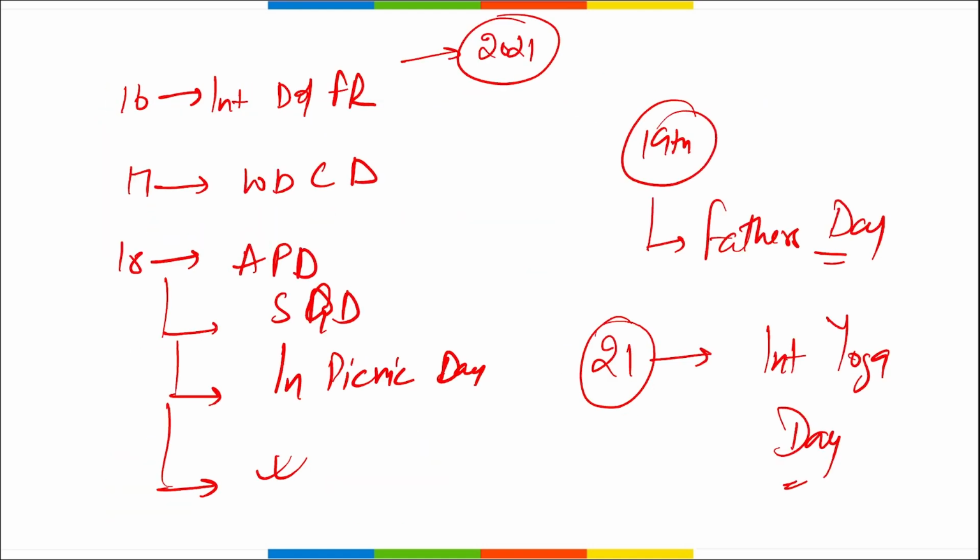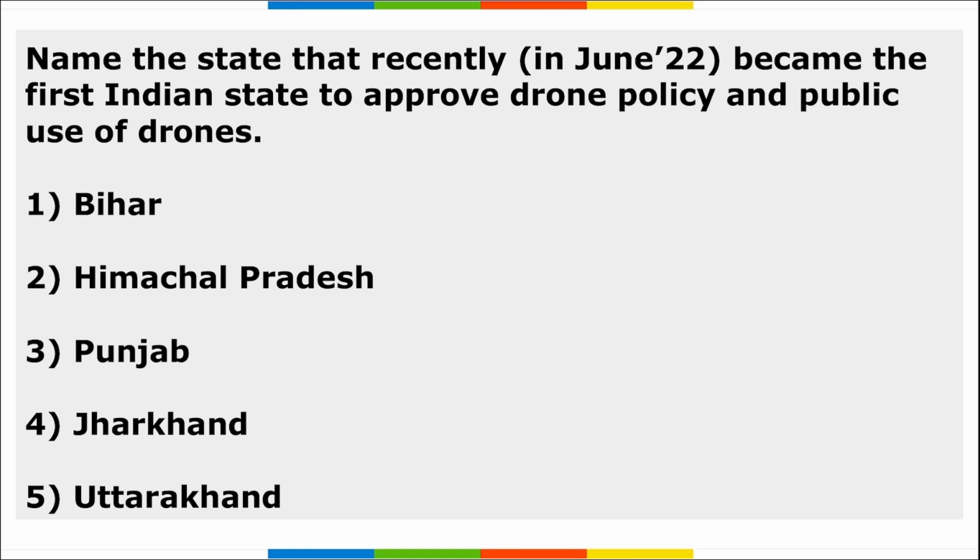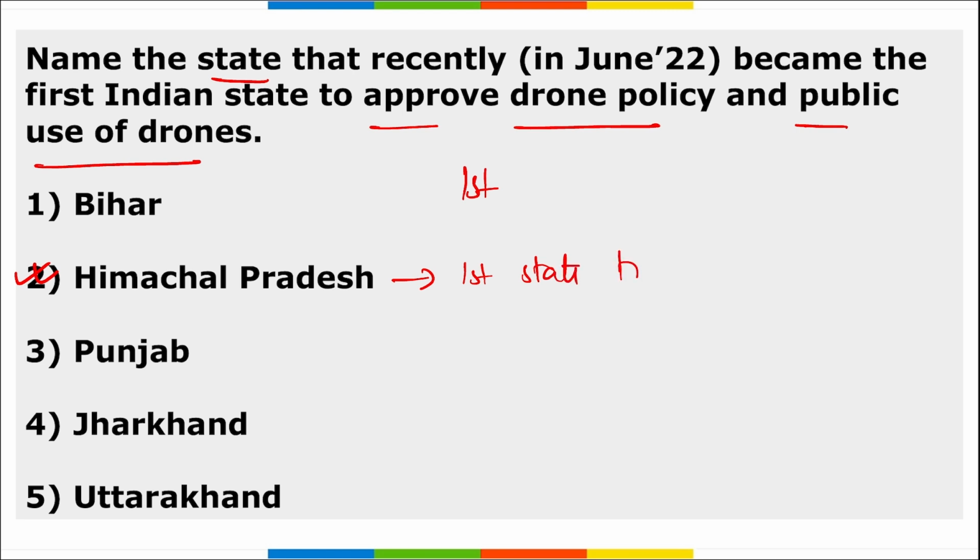Let's move to the MCQ part now. First question, friends. You have to name the state that recently became the first Indian state to approve the drone policy and public use of drones. It is your Himachal Pradesh. Alright, Himachal Pradesh became the first state to approve drone use.